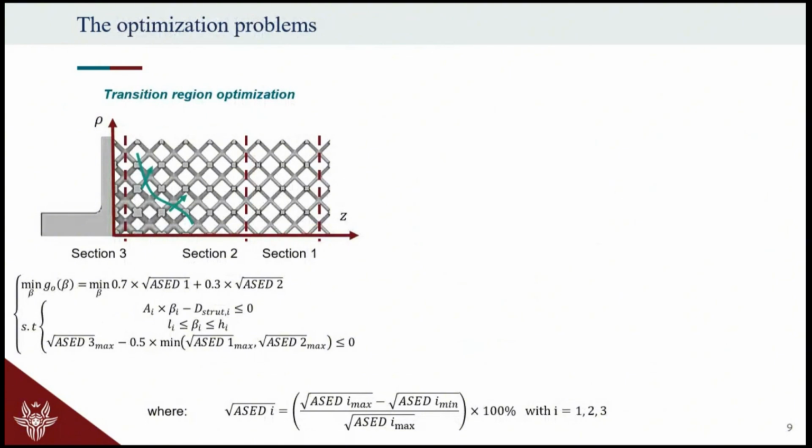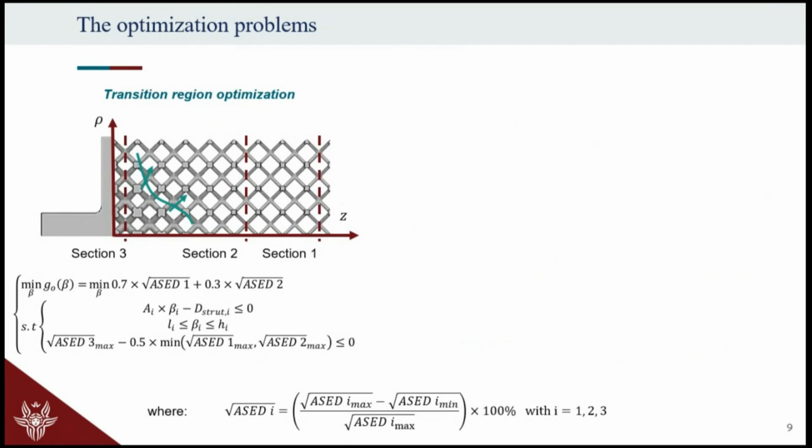So given that, we can now state the optimization problem. We have a two-step optimization problem. The first one deals with the definition of how this transition region should be designed. To do so, we take the average strain energy density distribution inside these two sections here, and we want them to be as low as possible. So we really want the difference between the maximum and the minimum to be as little as possible.